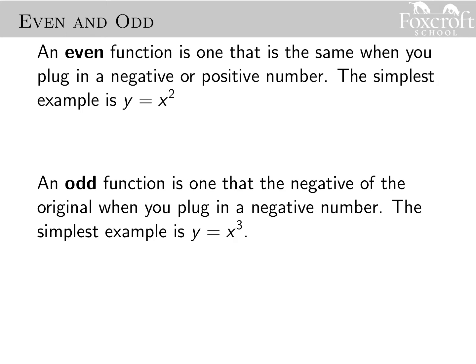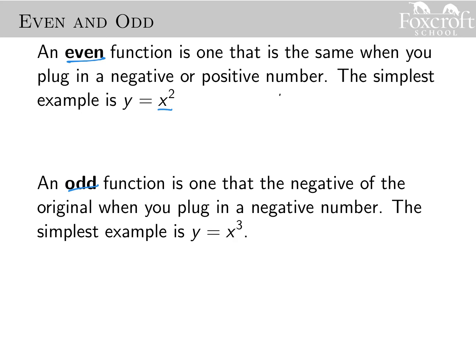So at the beginning, I mentioned the words even and odd. So what do those mean? It actually applies to stuff outside of just the trig functions. You can talk about even functions and odd functions, anything. An even function is one that is the same number when you plug in a negative or a positive number. And the simplest example is x squared.